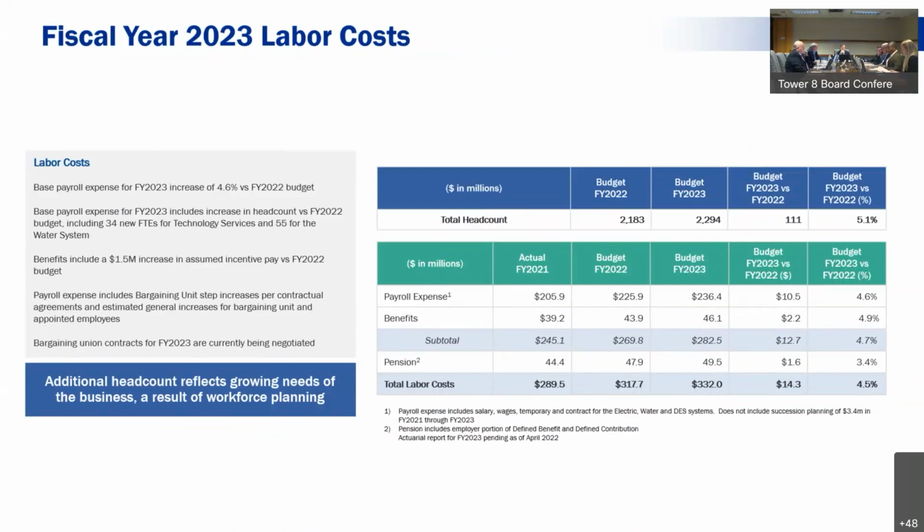Total JEA labor costs for fiscal year 23 are reflected in the chart. Base payroll expenses are budgeted at a 4.6% increase over the fiscal year 22 budget. This is driven by step increases, assumed general salary increases, and an addition of 111 full-time employees to support the growing needs of the business.